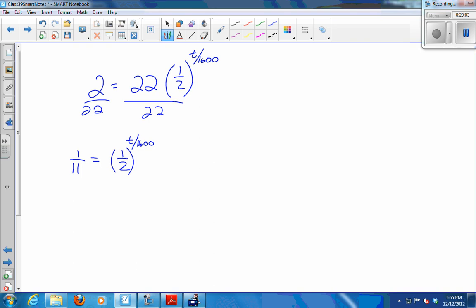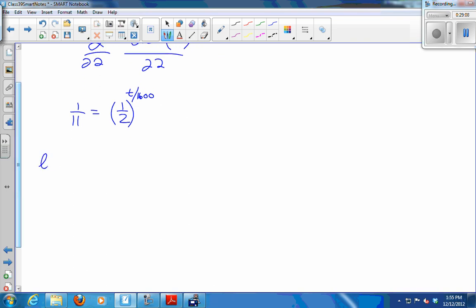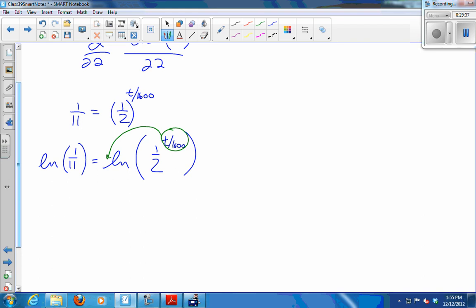Variable trapped in an exponent, take the log of both sides. I typically use the ln. So we're going to have the ln of 1/11 is equal to the ln of 1/2 to the T over 1,600. So now I can't just use liftoff because the bases don't match, right? ln has base E and my exponential is base 1/2. So I have to use the property of logs that says I can take this exponent and bring it down in front of the ln.